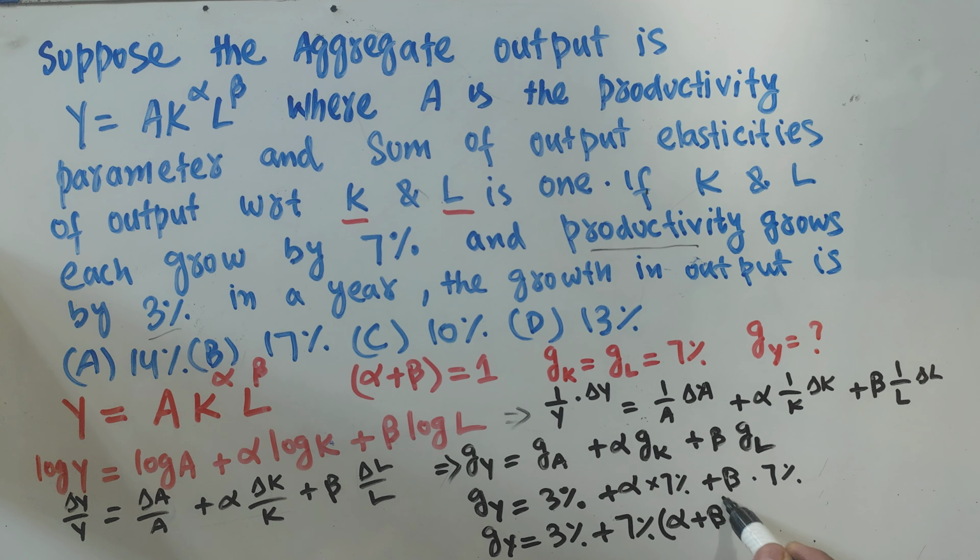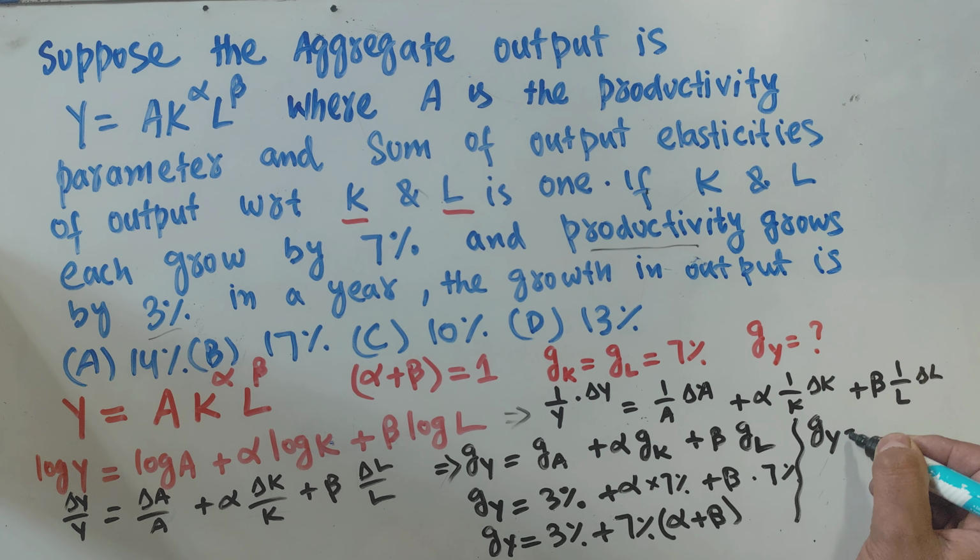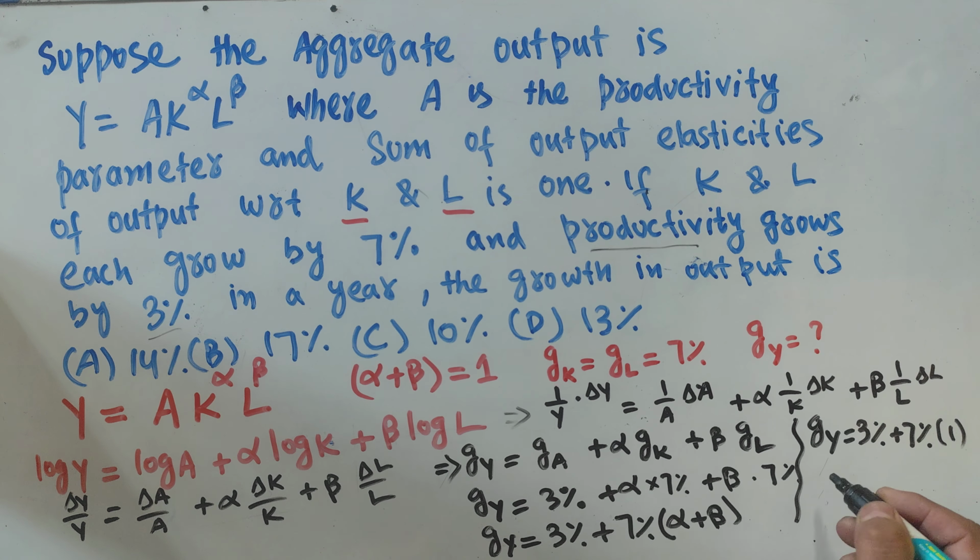Now we know that alpha plus beta, the sum of output elasticity of capital and labor, is equal to 1, so the growth rate of output will be equal to 3% plus 7%. Alpha plus beta is equal to 1, that is, the growth rate of output will be equal to 10% in this case.